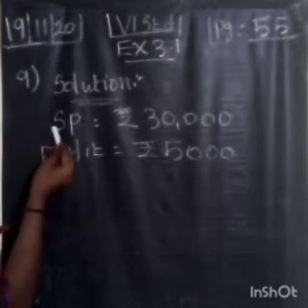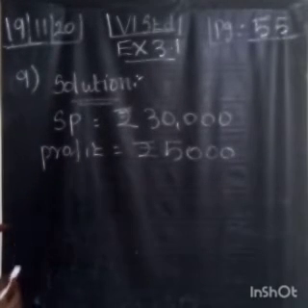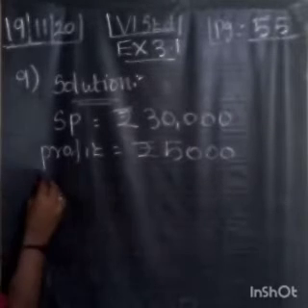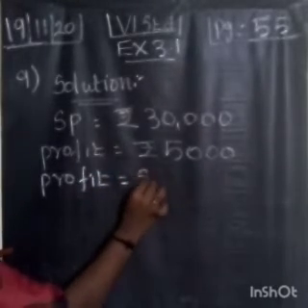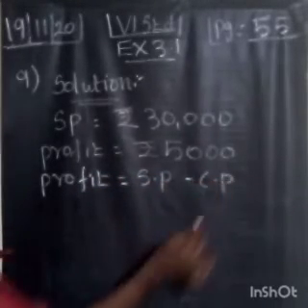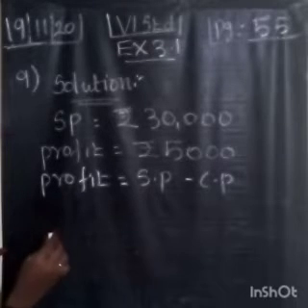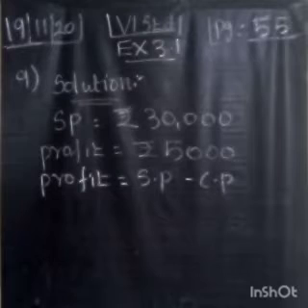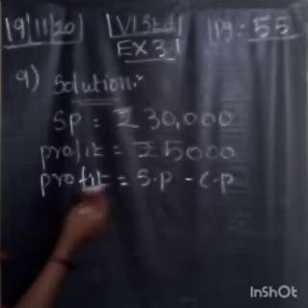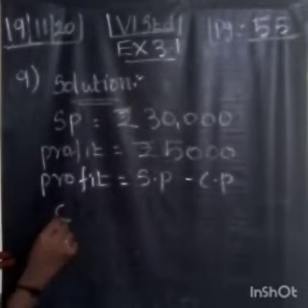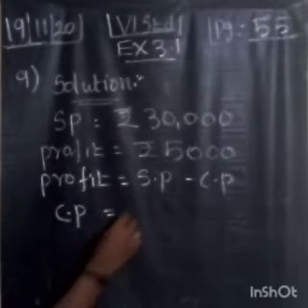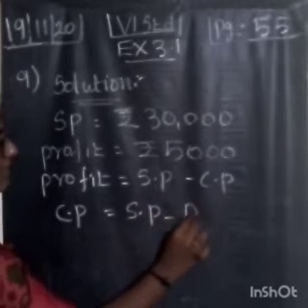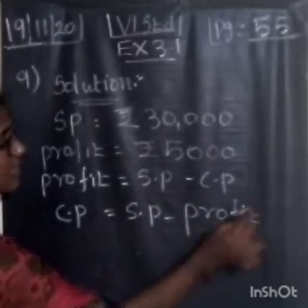Here they are given the selling price and profit. Already we know the profit formula. What is the profit formula? Profit equals selling price minus cost price. Now alternate the formula, so we get the cost price. So cost price equals selling price minus profit.